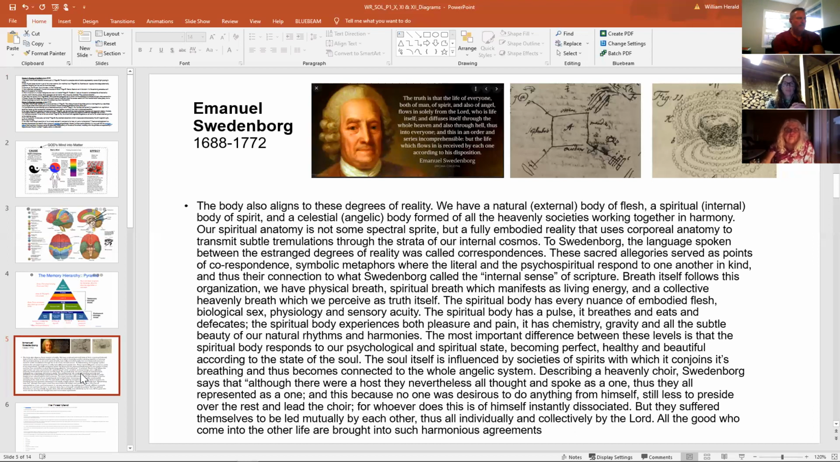The soul itself is influenced by societies of spirits with which it conjoins its breathing, and thus becomes connected to the whole angelic system. Describing the heavenly choir, Swedenborg says that although there were a host, they nevertheless all thought and spoke as one. Thus, they all represented as one, and this because no one was desirous to do anything from himself, still less to preside over the rest and lead the choir. For whoever does this is of himself instantly disassociated. But they suffered themselves to be led mutually by each other, thus all individually and collectively by the Lord. All the good who come into the other life are brought into such harmonious agreements.